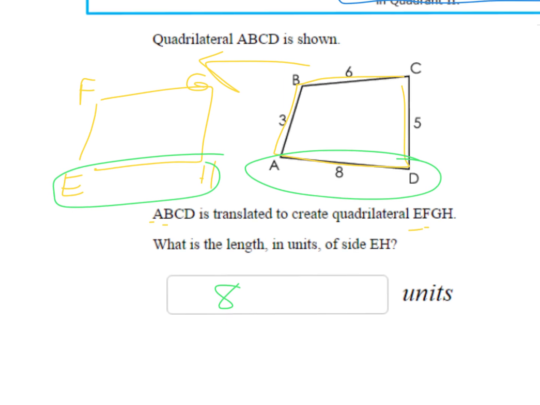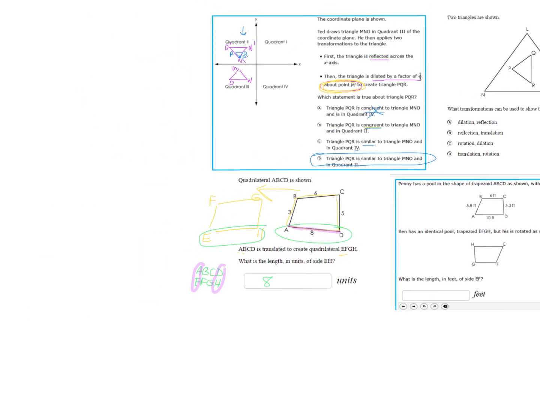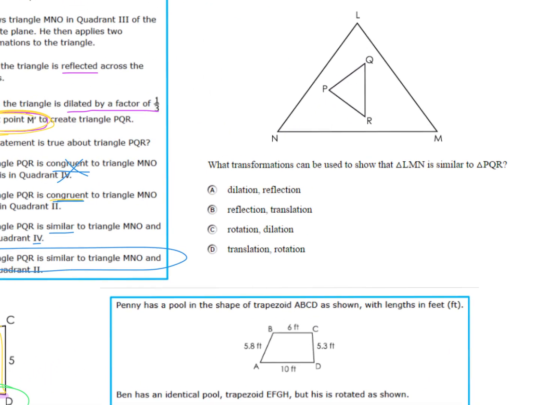Okay, again, you can understand A, B, C, D, E, F, G, and H. And we're looking for EH. E goes with A, and H goes with D. So it's this length right here. So 8 units on that one.